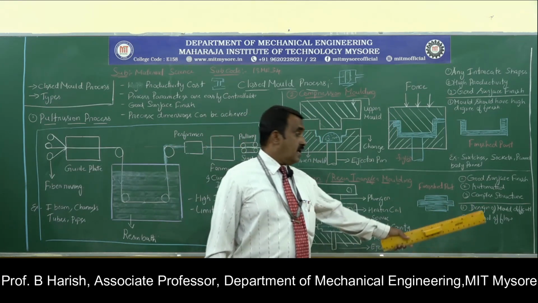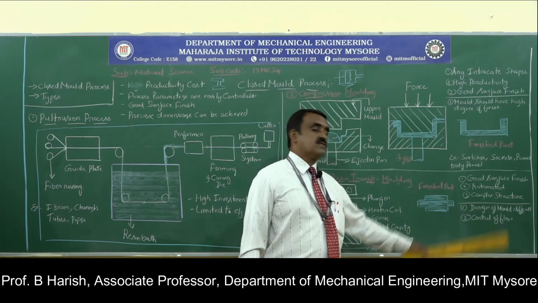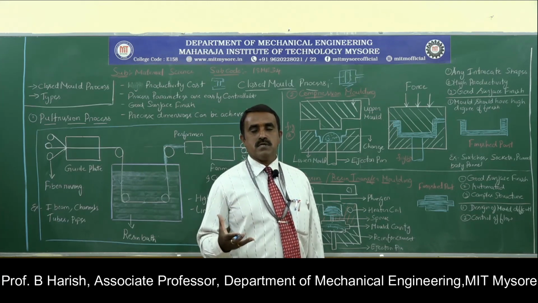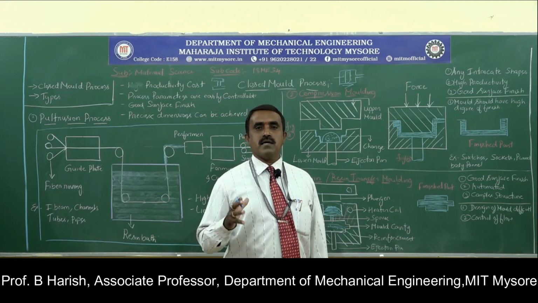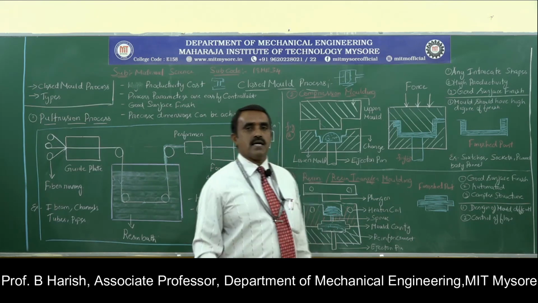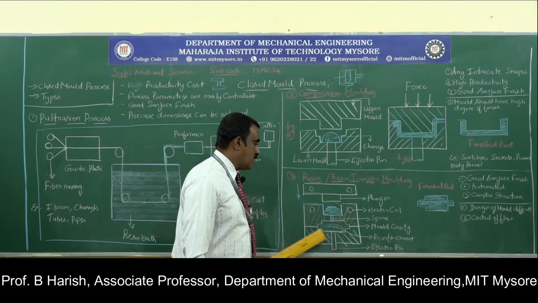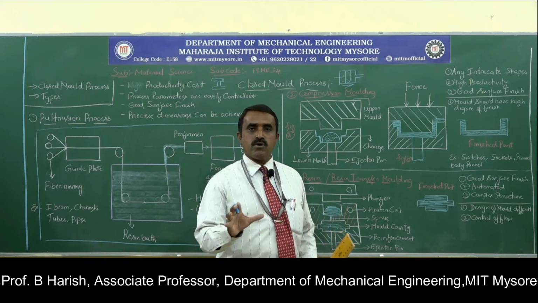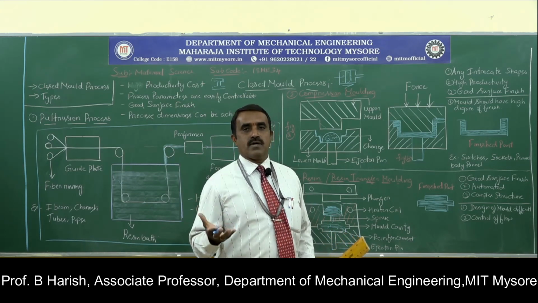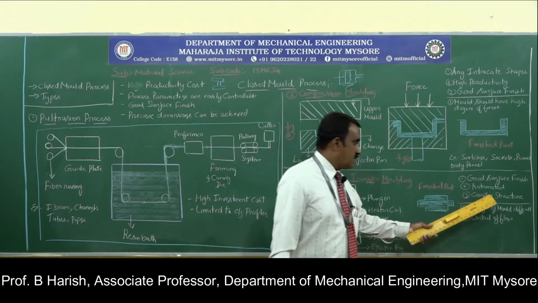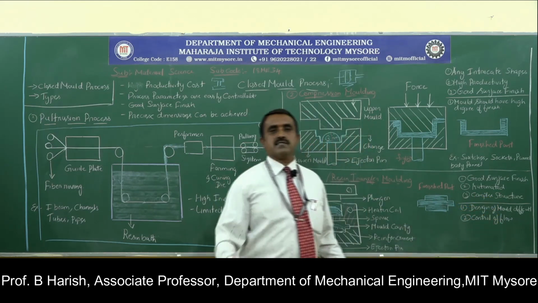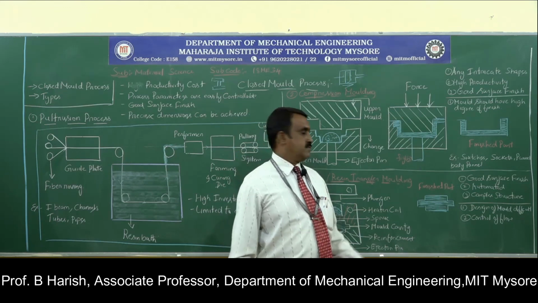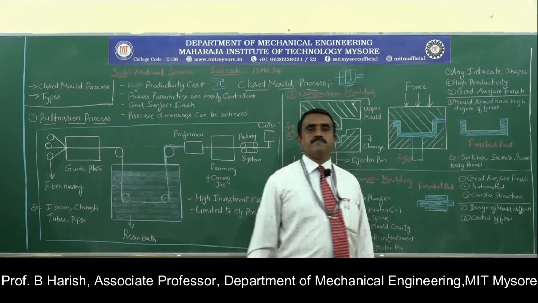Then disadvantages: design of the mold is difficult. Whenever the process is capable of manufacturing complex shapes, the basic thing is that you should have the mold cavity of that particular shape. If you don't have it, you cannot manufacture complex shapes. So the disadvantage is that designing the mold cavity of that complex shape is a difficult task.